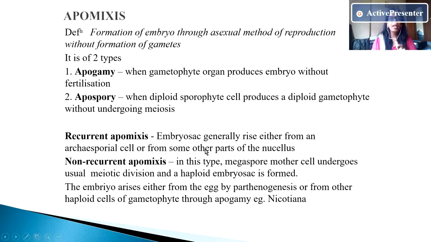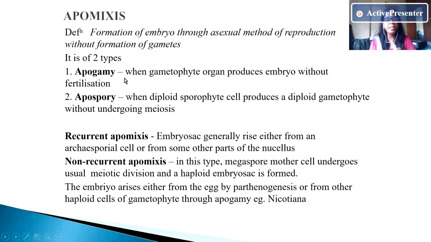The next topic is apomixis. What is apomixis? Formation of an embryo through an asexual method of reproduction without formation of gametes. That is of 2 types. Apogamy, when the gametophyte organ produces an embryo without fertilization. And apospory, when a diploid sporophyte cell produces a diploid gametophyte without undergoing meiosis. Normally a sporophyte has to undergo meiosis for the formation of spores, but here there is no meiosis.